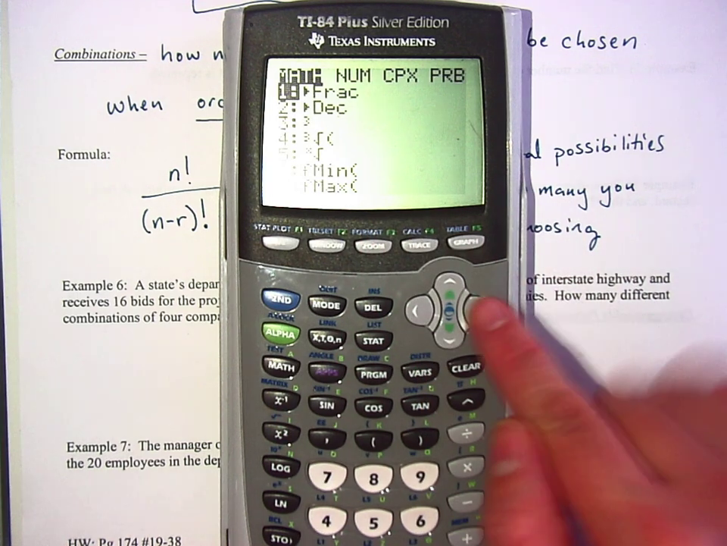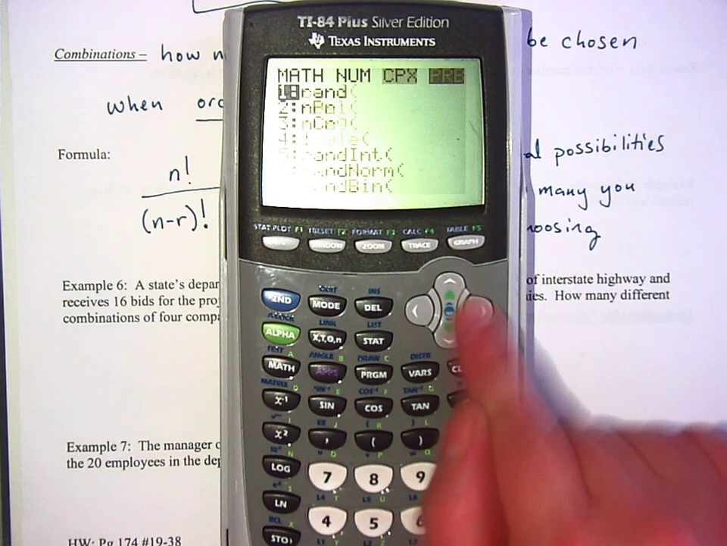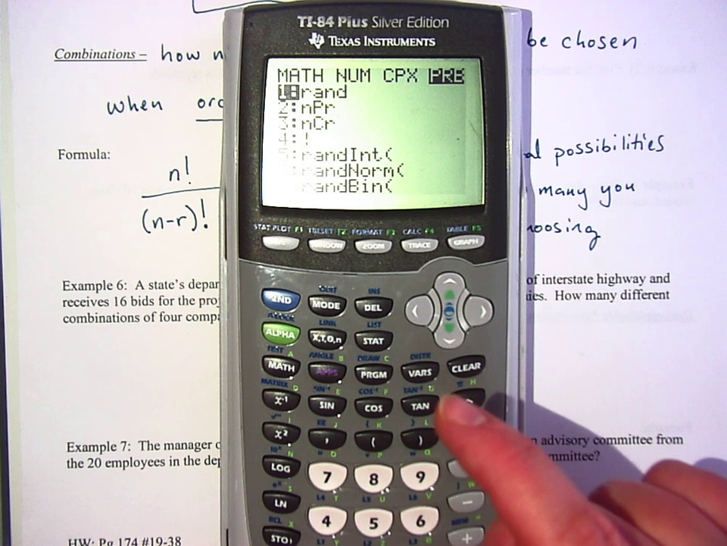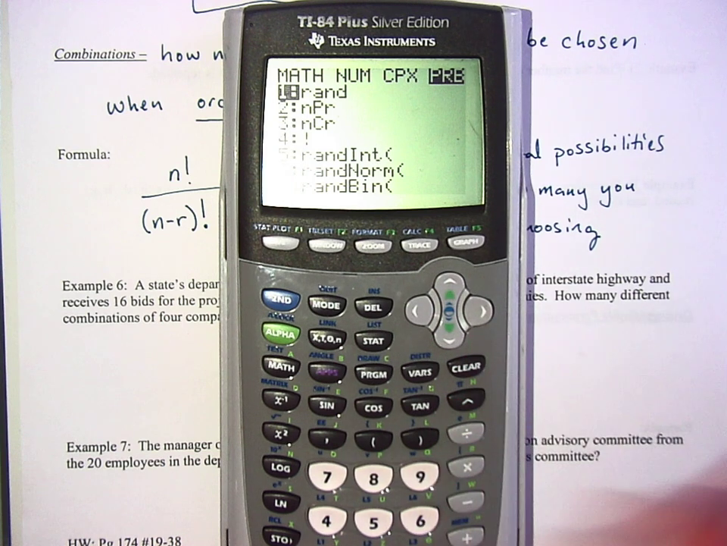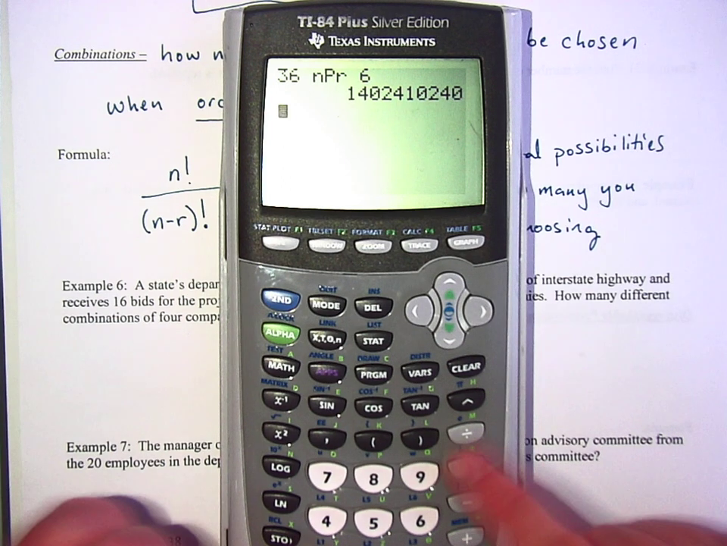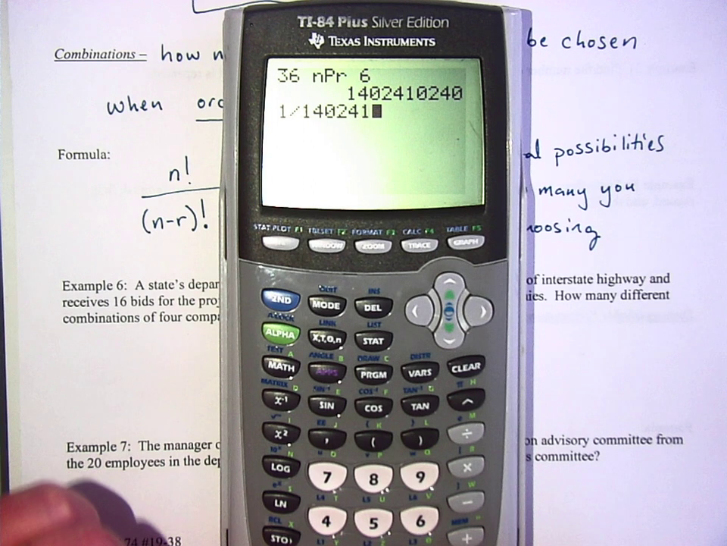So we're going to go to math, and then over to probability. Which one is the one that puts them in order? Order matters. That's a P, which is permutation. Combination is the one where order doesn't matter. That's the one that we just did, okay? So permutation is the one where order matters. We're choosing 6 numbers from 36, and they have to be in order. That's how many options there are: 1,402,410,240. Now, if I just divide those two, let's say there's 1 lottery ticket.